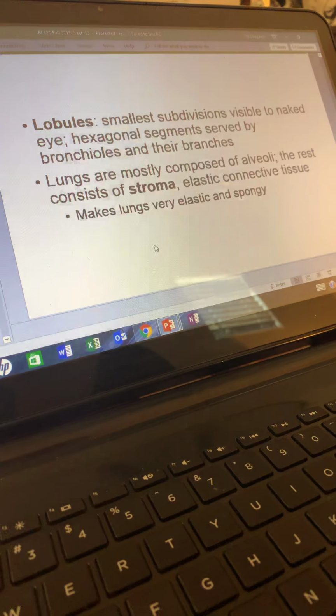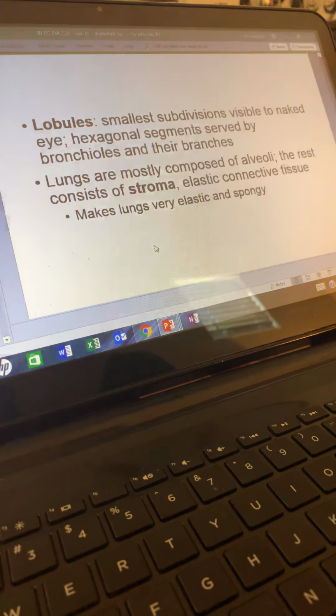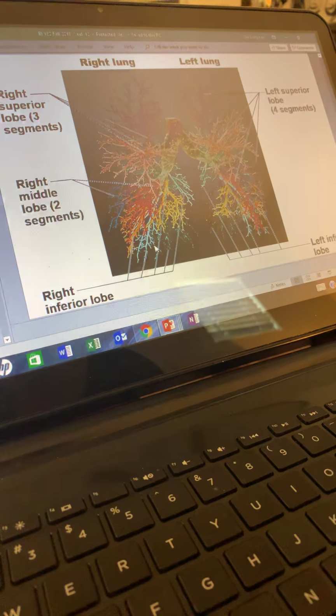Lobules are the smallest subdivisions visible to the naked eye. They're hexagonal, 6-sided segments served by bronchioles and their branches. Lungs are mostly composed of alveoli. The rest consists of stroma, elastic connective tissue that makes lungs very elastic and spongy. I don't know if you've actually felt in a cadaver lab before, but they are indeed very, very spongy.